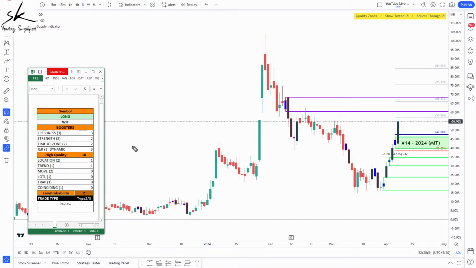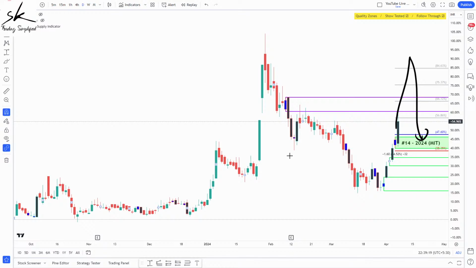So if you look at the overall scoring, we have a score of 10 out of 10 for quality, which makes it a high quality zone, and 2 out of 8, which makes it a low probability zone. And high quality, low probability can be done as a type 2, type 3 trade, but this can change provided we move up first and then start coming back, which will give it a score of 2, thereby making it a type 1 trade. So based on the arrival, it might get converted into a type 1 trade, but as of now, it is going to be a type 2, type 3 trade for us.